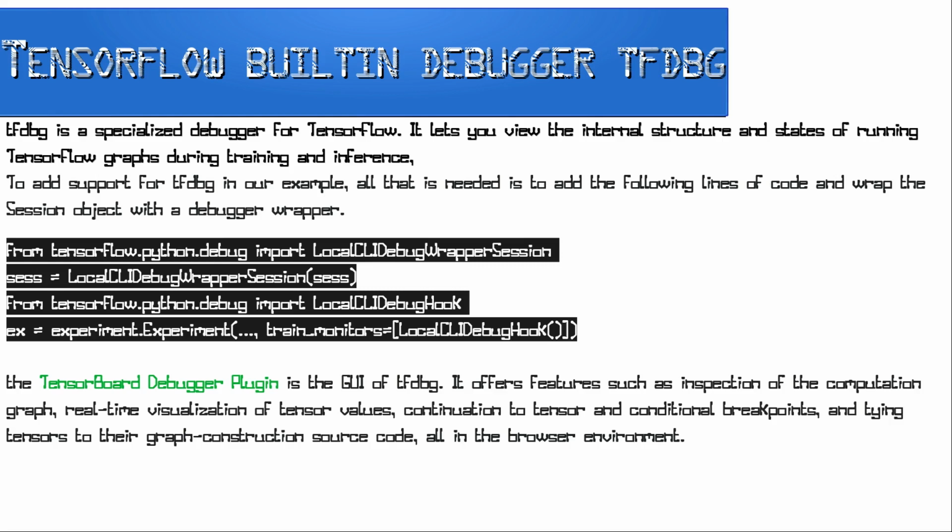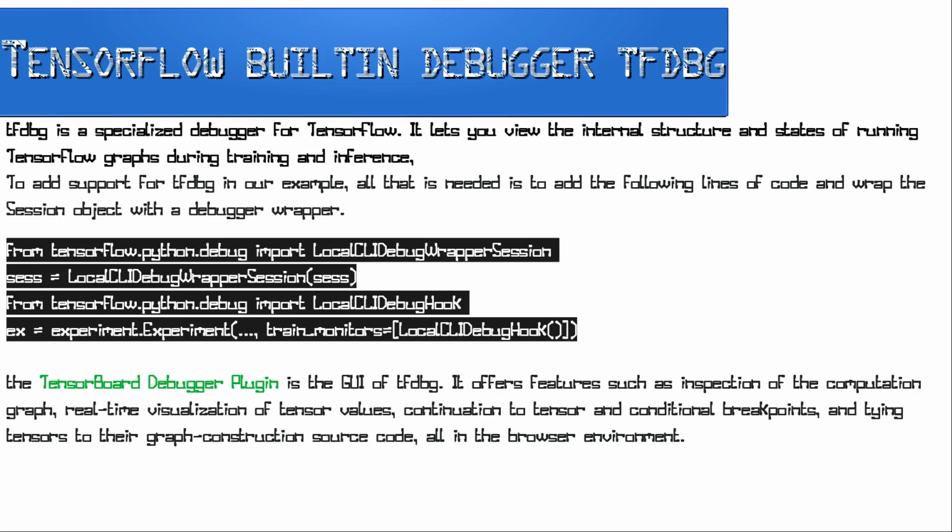You have a TensorFlow built-in debugger, also known as tfdbg. It is a specialized debugger for TensorFlow. It lets you view the internal structure and states of running TensorFlow graphs during training and inference, which is difficult to debug with general-purpose debuggers such as Python pdb due to TensorFlow's computational graph paradigm. tfdbg can be used to debug problems that occur in the middle of training, for example, inference values.